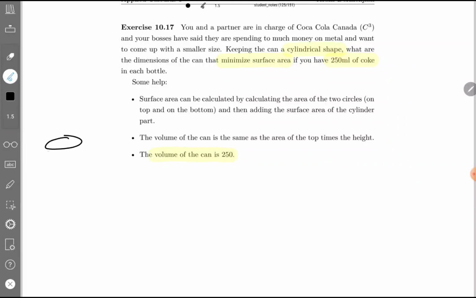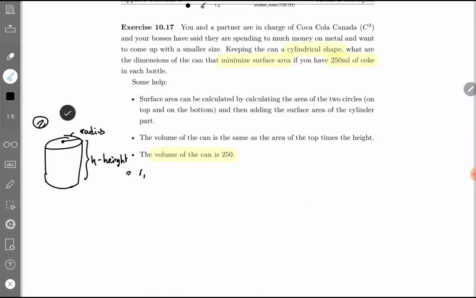So we have something like this, where this is going to be H for height. This is going to be R for radius. So we have R, so this is 2.